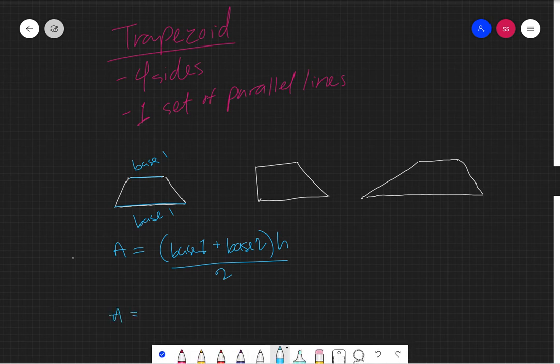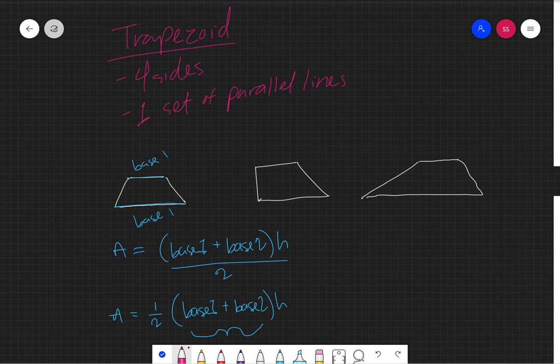And again, you could also write it as, instead of divided by 2, you could write 1/2 times base 1 plus base 2 times height. So again, 1/2 times base times height, only in this case we have two different size bases, so we have to add them first. Okay. So again, it's important to know how to find the base and which is your height.